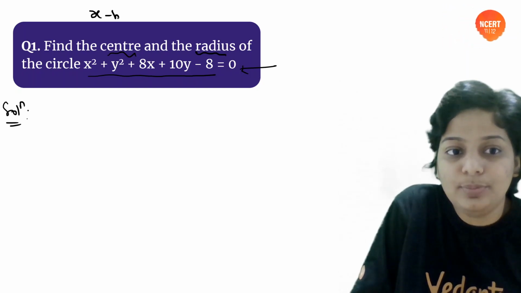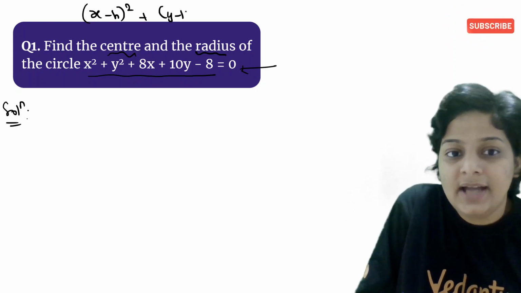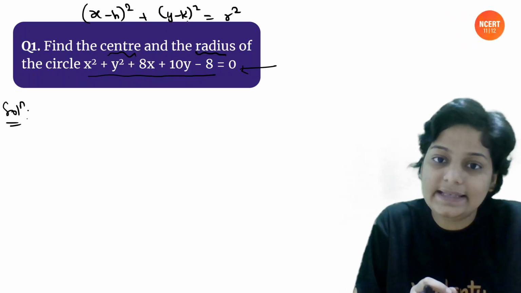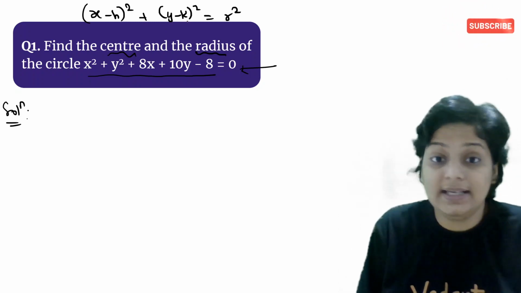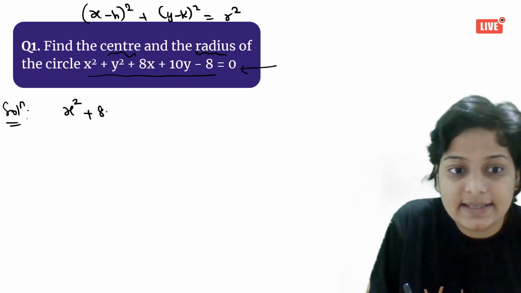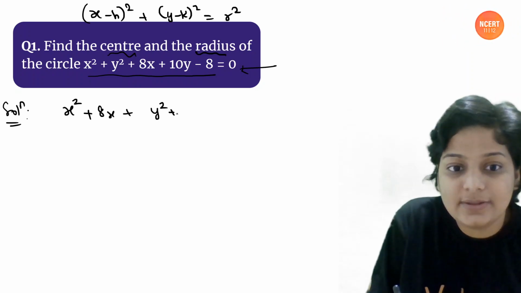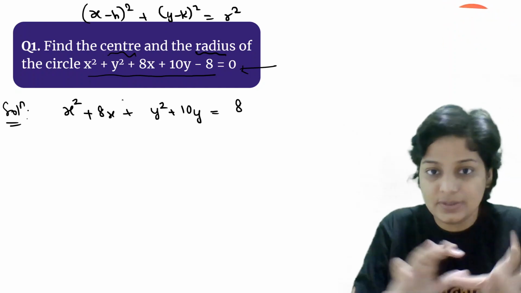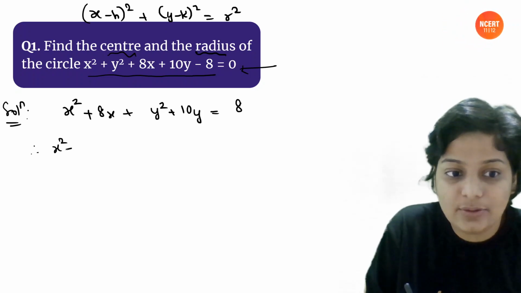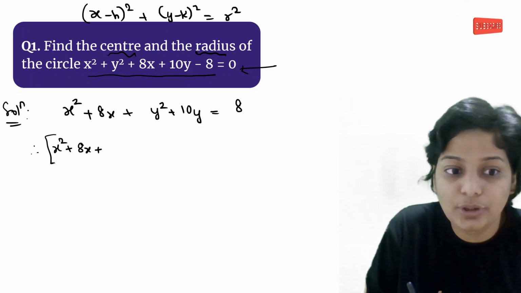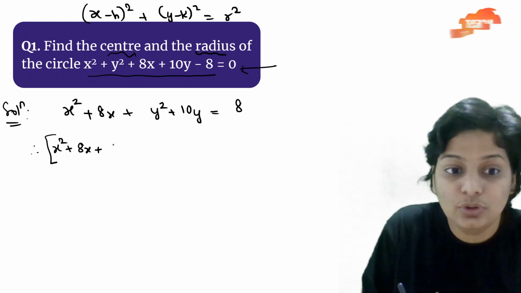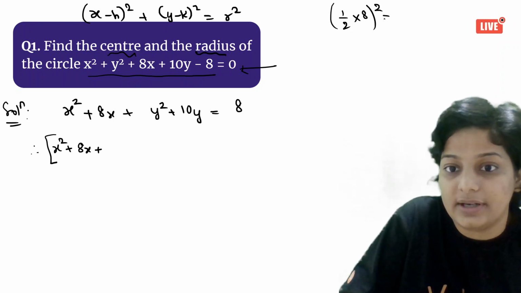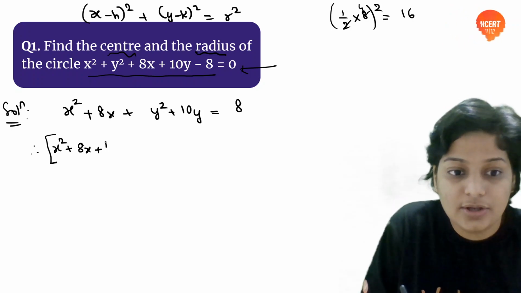Let's look. I am trying to bring it into the center radius format so I can compare and say this is the center h and k. How do we bring it into that format? x² plus 8x plus y² plus 10y equal to 8. This is the first step: x terms, y terms. Now for x² plus 8x, I am going to add and subtract something. I am adding half into coefficient of x the whole square, which is 16. So I am going to add 16.